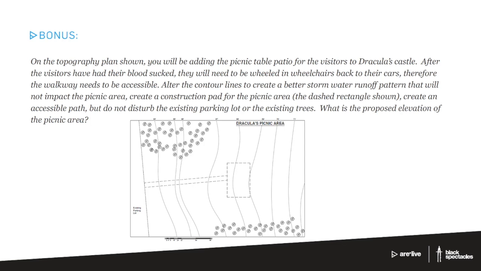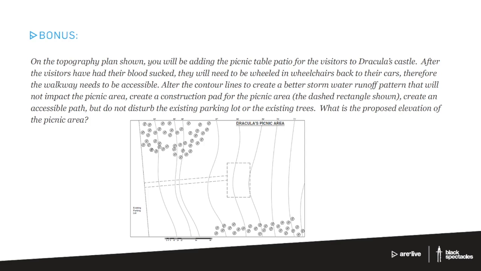Create a construction pad. That's a key weird term that they use a lot on the exam. A construction pad is not a concrete pad. It's the flat-ish area that gets ready to build on. It's not actually flat because you want the water to run off, but it's sort of flat. The dashed rectangle: create an accessible path, but do not disturb any of the existing parking lot or the existing trees. What would you do?